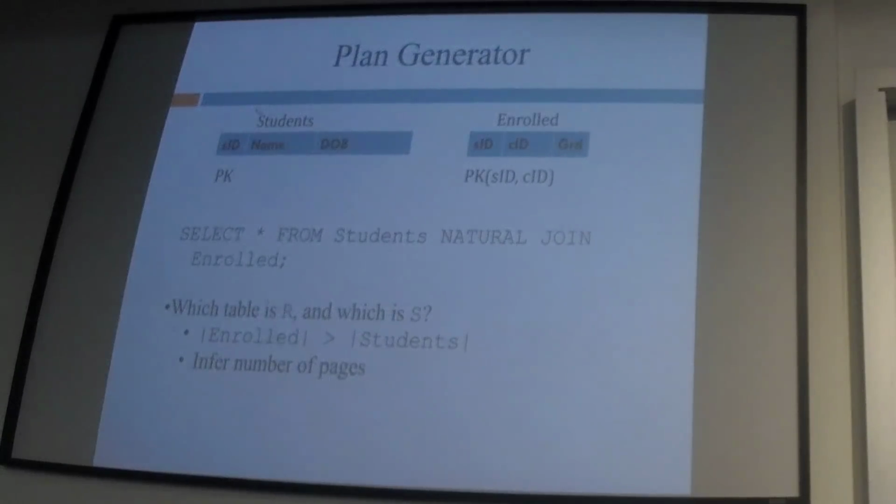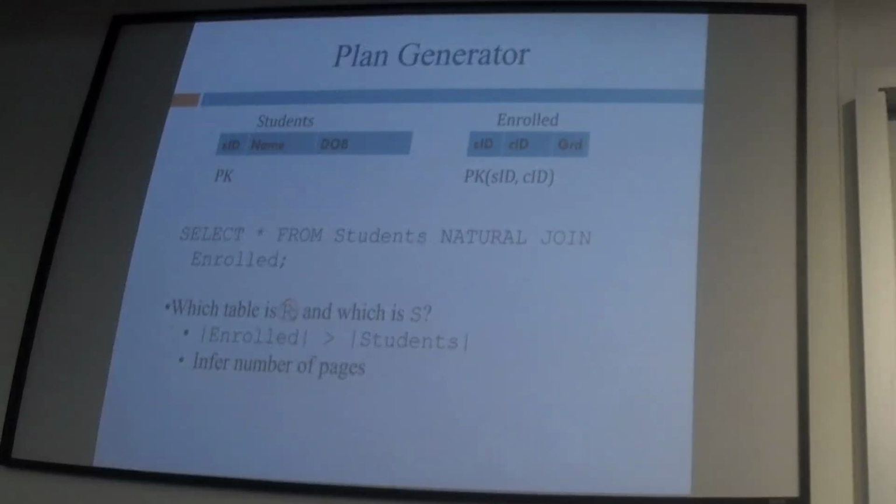And this time we're not looking at relational algebra plans. We want to know for the join, it's going to do a nested loop join. Which one is the outer loop and which one is the inner loop? So remember, R is the outer loop, S is the inner loop.